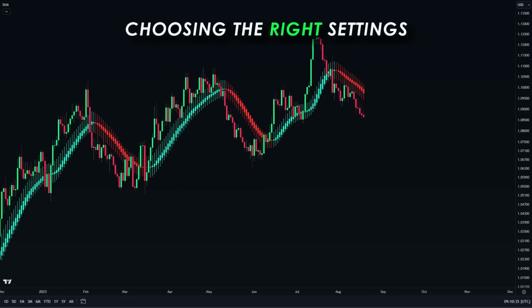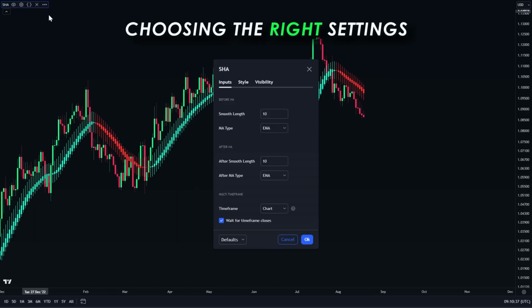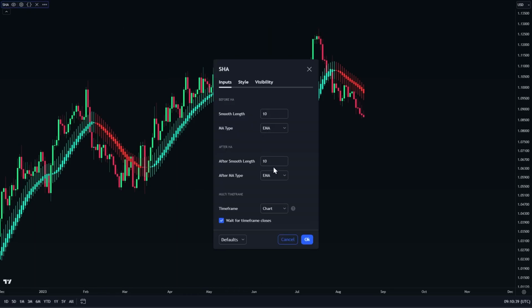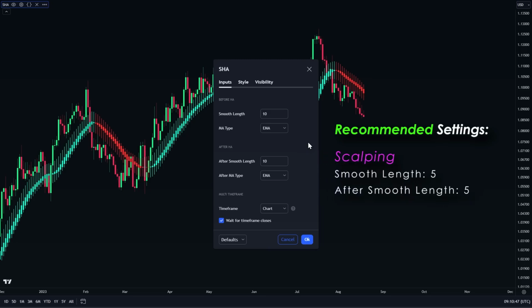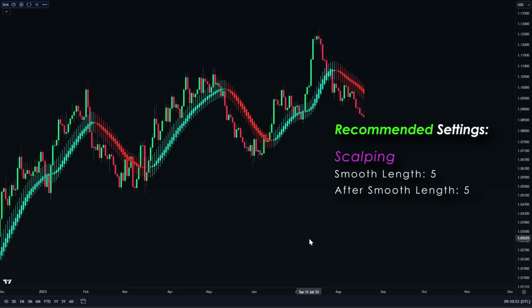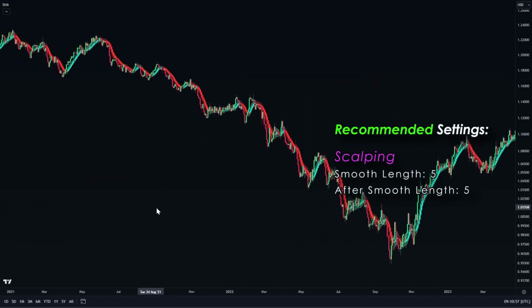Now, once you've applied the indicator, the next step is choosing the settings. If you're trying out this indicator for the first time, you can just use the default settings at 10 and 10. However, if you want to optimize it for your trading needs, here are a couple of recommended values that you could use. First, if you're focusing on scalping or capturing short-term movement, you can use the 5 and 5 settings, as it's better at analyzing short-term price movements.